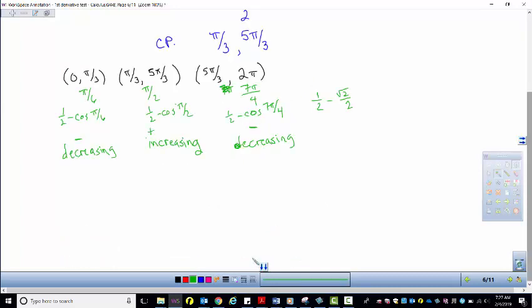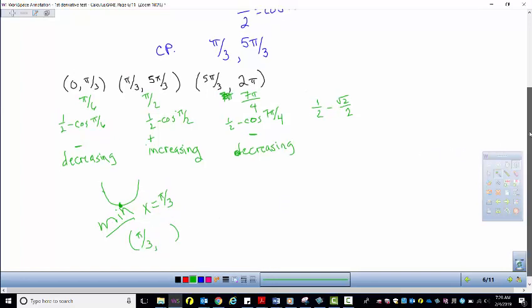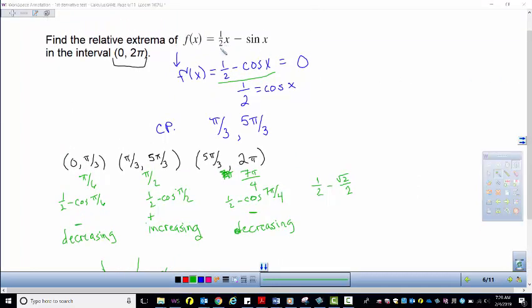So again, looking at our first derivative test, we went from decreasing to increasing, which means right here is a minimum when x equals pi over 3. Okay, so what you can do then to get the y value, you have to go back up here and you put pi over 3 into this to get your actual minimum value. So if I put pi over 3 in there, I get 1/2 times pi over 3 minus the sine at pi over 3. So this just gives me pi over 6 minus the sine at pi over 3 is square root of 3 over 2. And I would leave my answer like that.